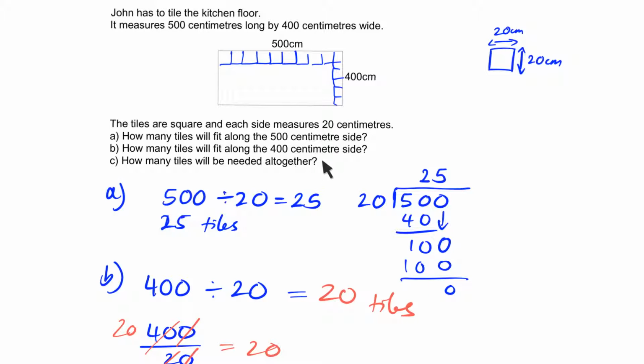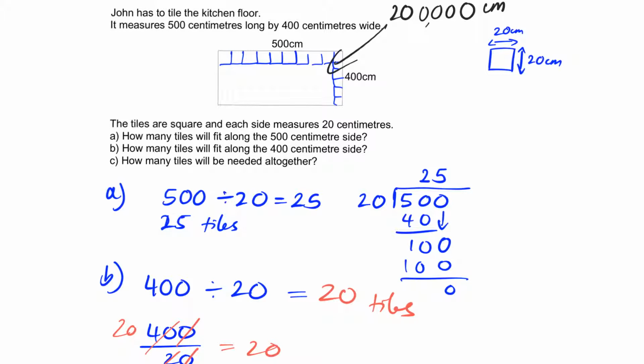Now, another way I could have done question C would be to calculate the area of the entire floor first. This is a rectangle, so the area of the entire floor to be covered is just 500 times 400, which is 5 times 4 is 20. How many zeros are there? There are 4 zeros, so that's 1, 2, 3, 4. So the area of the entire floor is 200,000 centimeters squared.